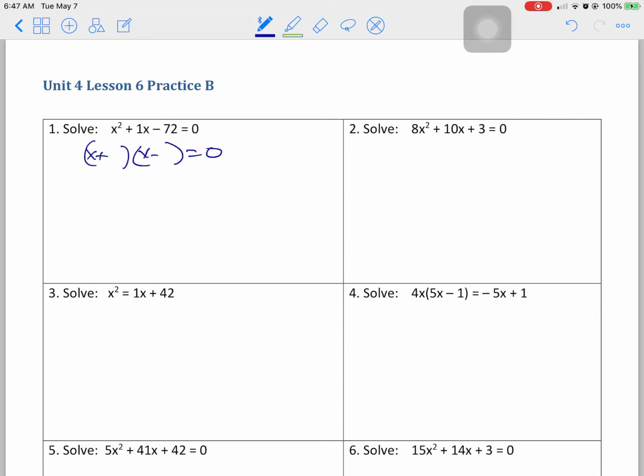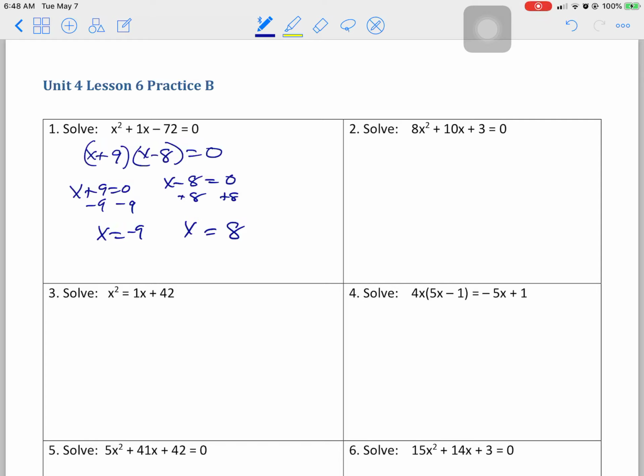And factors of 72 that are 1 apart. That's a 9 and an 8, and I want 1 left over to be positive, so it must be a positive 9 and a negative 8 somewhere. Set the factors equal to 0. Solve for x. That was an easy one.